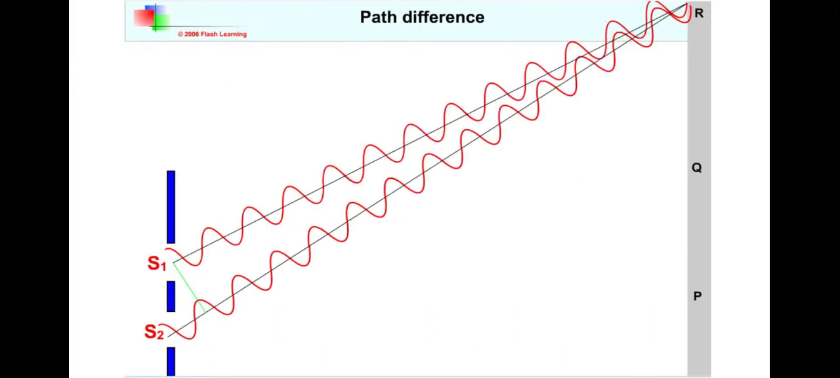If we investigate the waves up at point R, now the wave coming from source 2 has travelled a whole wave further. In fact, the wave from source 1 has travelled 12 whole waves to get to point R, whereas the wave from source 2 has travelled 13 waves to get to point R. So the path difference is 1 whole wavelength, but because the peaks are lining up with peaks and the troughs with troughs, we get constructive interference again.